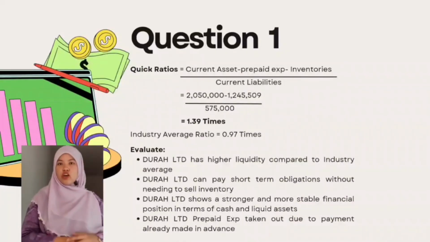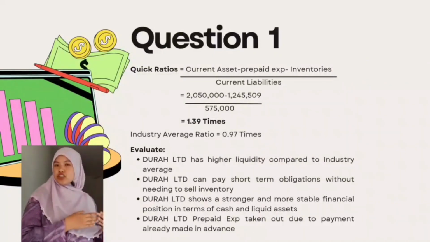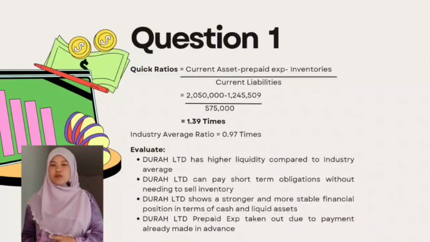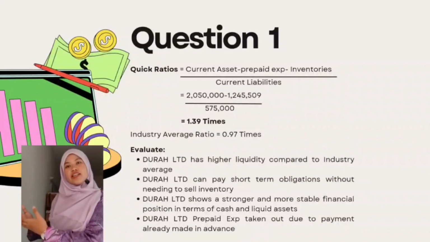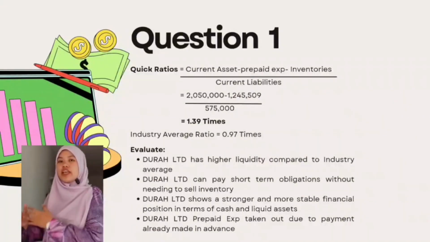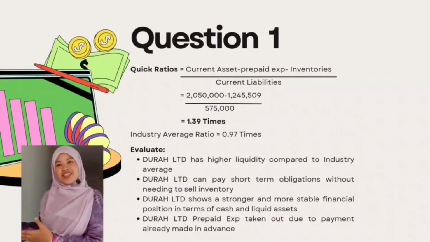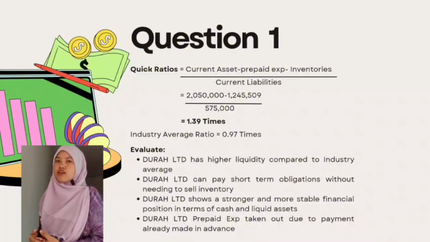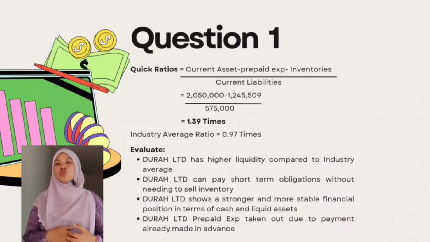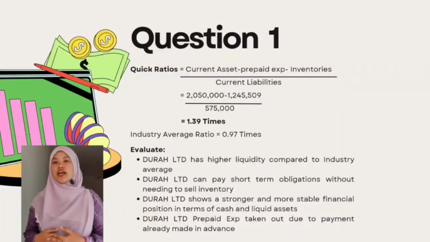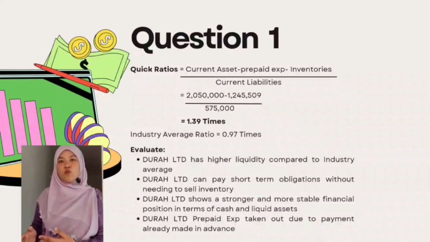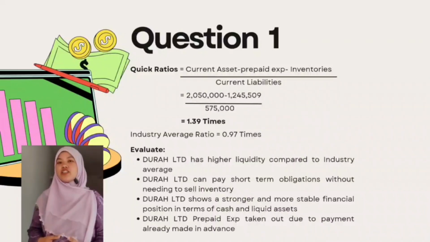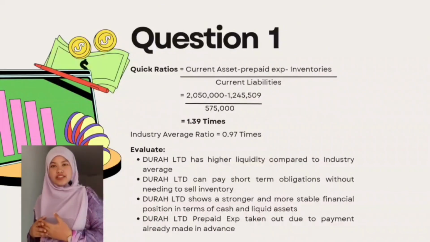The second component is the quick ratio, or what we call the acid test ratio. The acid test ratio is a measure of a company's ability to pay its short-term liabilities using the most liquid assets, excluding inventories. The formula for the quick ratio is current assets minus prepaid expenses minus inventory, divided by current liabilities. As you can see here, we got current assets 2,050,000 minus the inventory 1,255,509 and divided by 575,000. And we got the answer of 1.39 times, and the industry average ratio is 0.97 times.